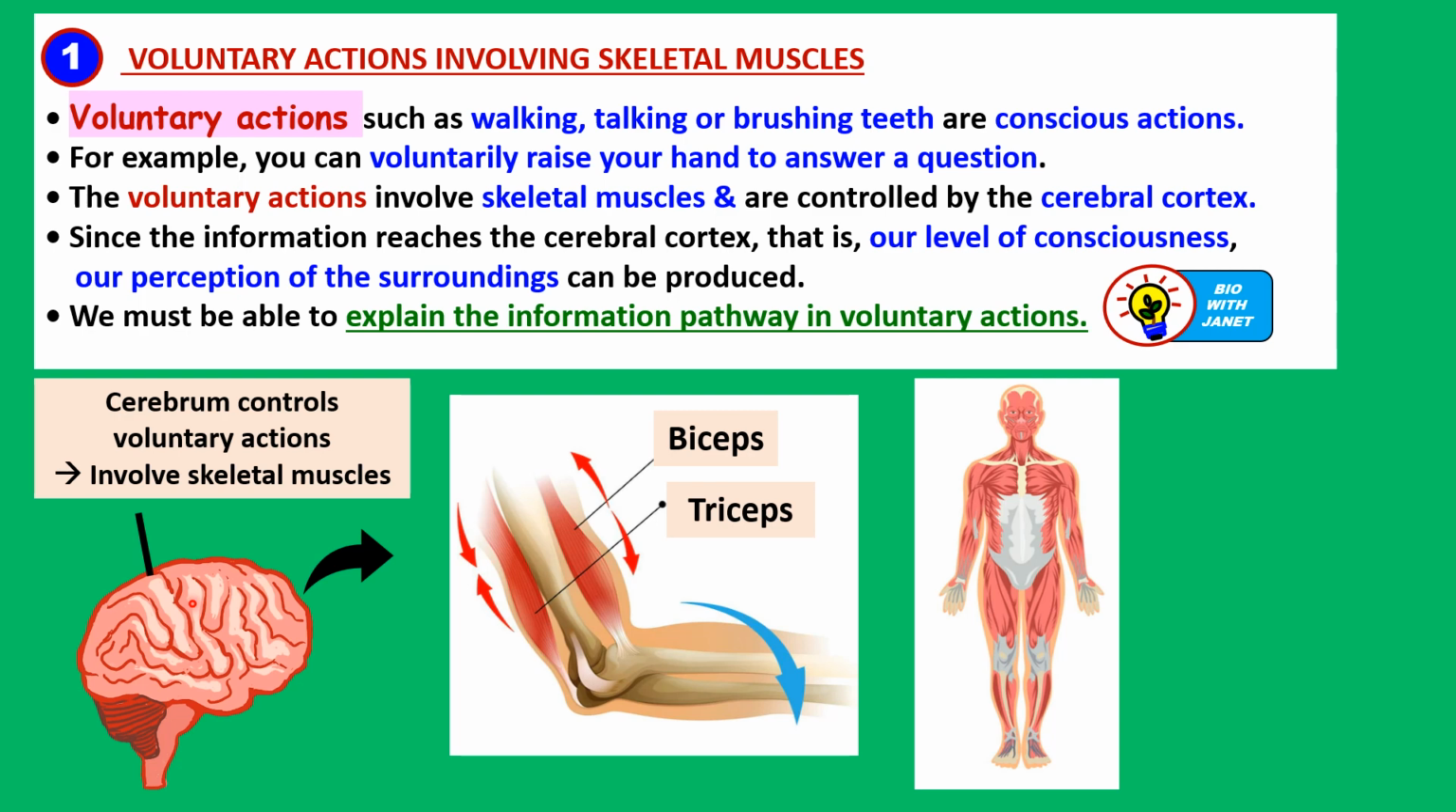So we must be able to explain the information pathway in the voluntary actions, right? The picture here shows you the control center of the brain, the cerebral cortex or the cerebrum, that controls voluntary actions. And the muscles here are the skeletal muscles that are controlled by the cerebrum in the voluntary actions, like lifting your hand or lifting an object with your hand or straightening your arm. And this picture shows you all the skeletal muscles that are attached to the bone in the body, which are used to carry out voluntary actions.